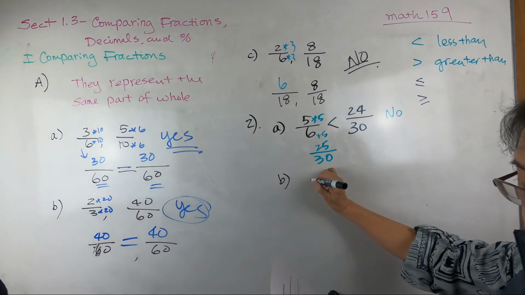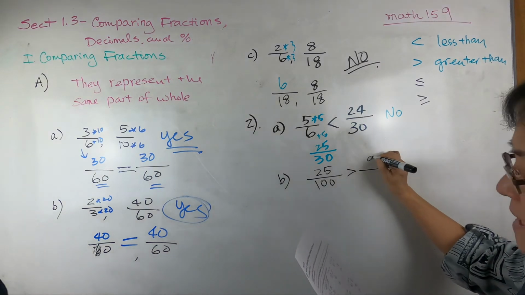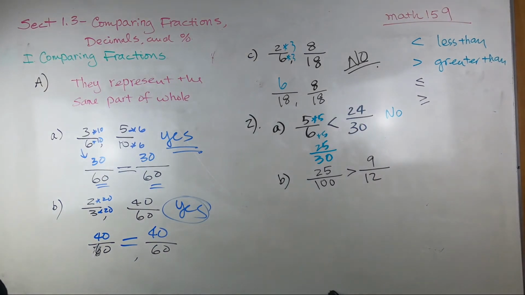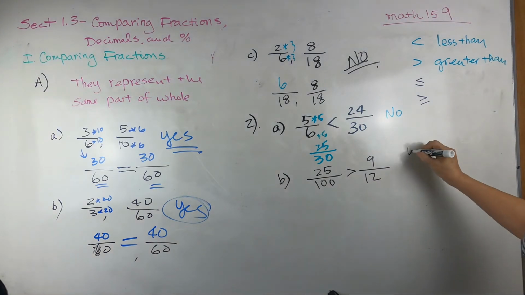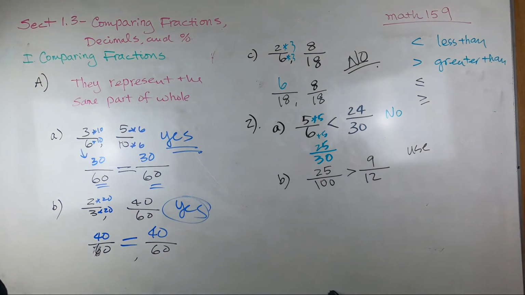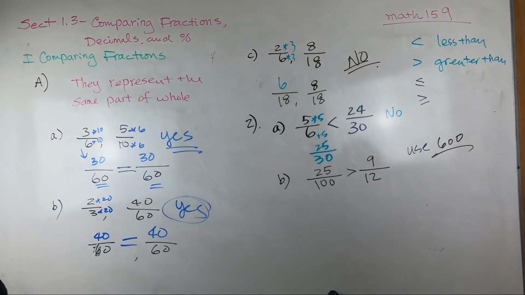Look at the second one. It says 25/100 is greater than 9/12. So what do you think? Which denominator can you use to make them the same? We can use 100 times 12, 1200. Or another one you can use is 600. Just use something smaller that you can see.